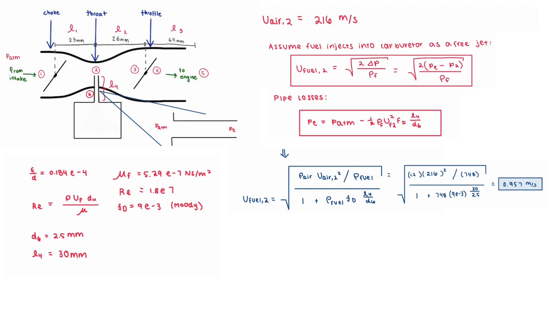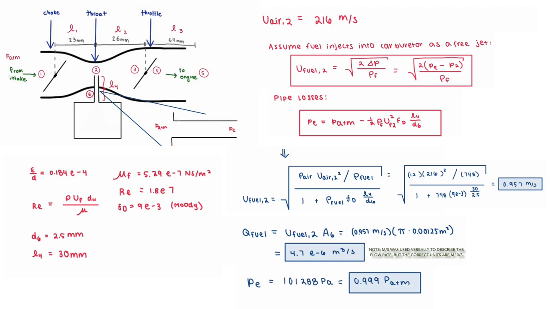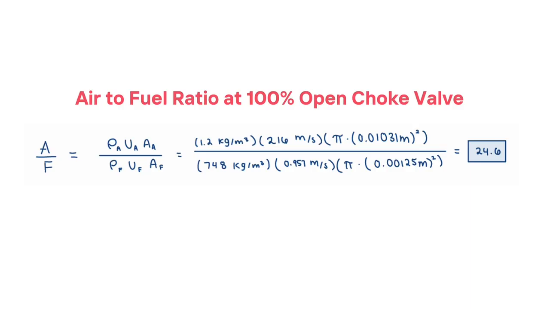Using the cross-sectional area of the fuel line, we get that the fuel flow rate at the throat is 4.7 times 10 to the minus 6 meters per second, and the fuel pressure at the exit of the fuel line is 101,288 pascals, or 99.9% of atmospheric pressure. The air-to-fuel ratio can now be calculated using the mass flow of the air and the mass flow of the fuel at the throat. This then gives us a maximum air-to-fuel ratio of 24.6.